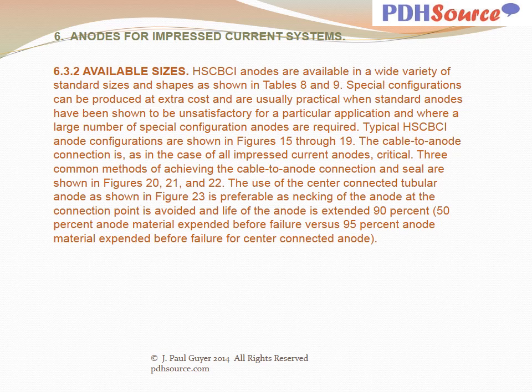The cable to anode connection is, as in the case of all impressed current anodes, critical. Three common methods of achieving the cable to anode connection and seal are shown in figures 20, 21, and 22. The use of the center-connected tubular anode, as shown in figure 23, is preferable as necking of the anode at the connection point is avoided and life of the anode is extended 90%: 50% anode material expended before failure versus 95% anode material expended before failure for center-connected anodes.